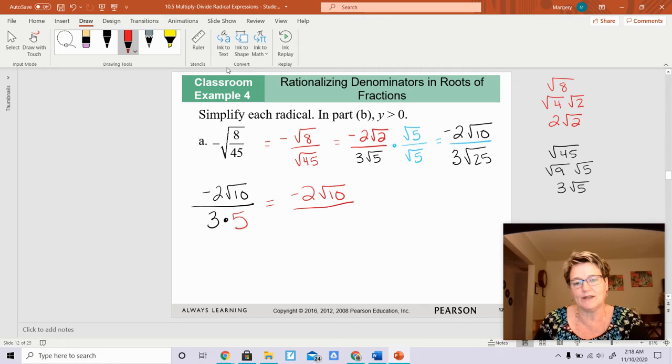I'm showing all my work for you. 3 times 5 is 15. The 2 and the 15 you cannot simplify, so you're finished. Remember, what's under the radical you cannot simplify with the 15. So your answer is negative 2 times the square root of 10 all over 15.